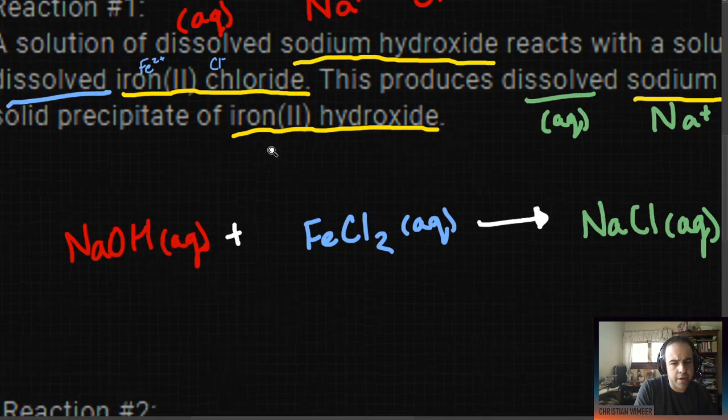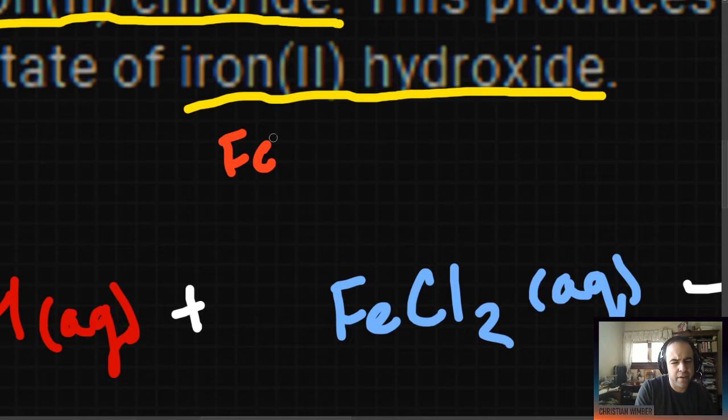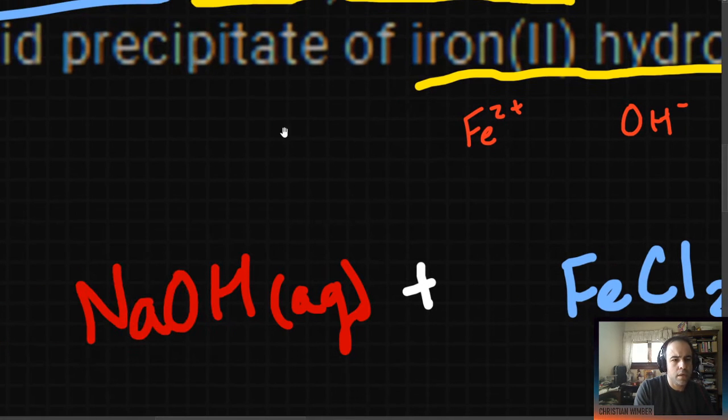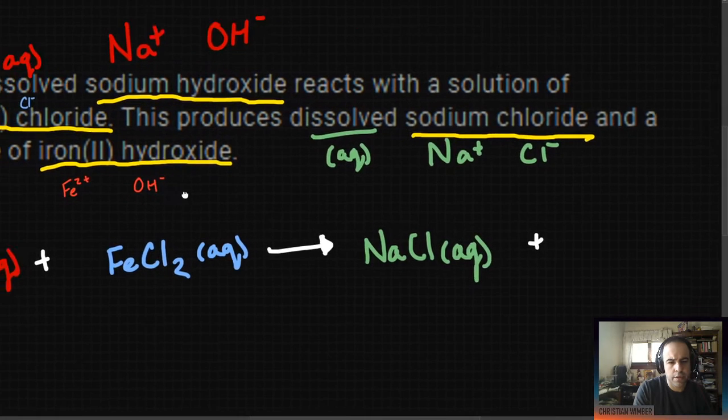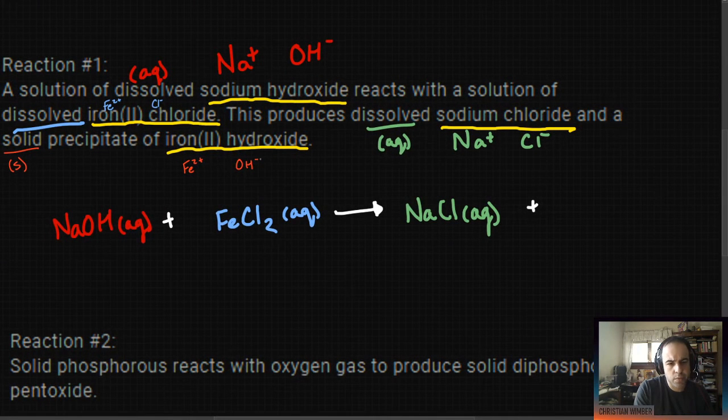iron 2 hydroxide. Iron 2 is Fe2+. It's a little smaller. Hydroxide is OH-, and we want a solid, it says solid precipitate. So solid, the symbol we use is (s). So we have 2 pluses, we're going to need 2 minuses. So here's our 2 pluses, and then we have to have 2 of those minuses.